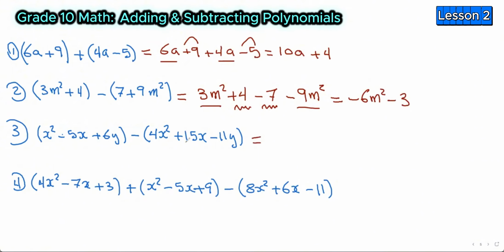Now here we have a trinomial minus a trinomial. As I said, the brackets here, even though they write them right there, they don't change anything. So you don't even need these brackets. You could just write x squared minus 5x plus 6y. But when you have a negative and then brackets after, that's a sign changer. So what you do, you make the 4x squared negative 4x squared. The plus 15x becomes minus 15x. And then the negative 11y becomes plus 11y.